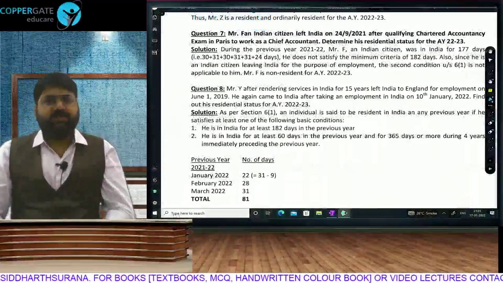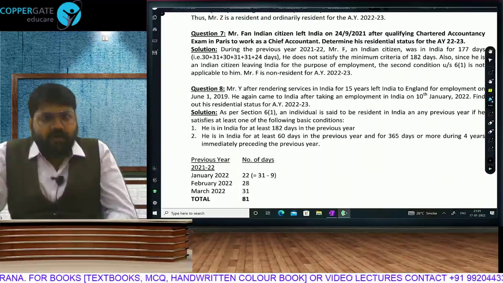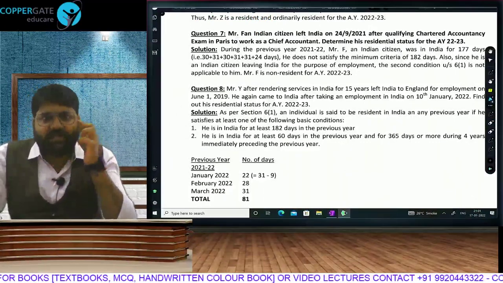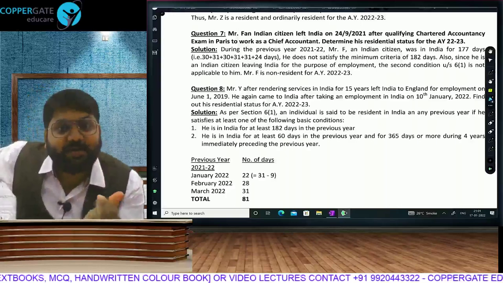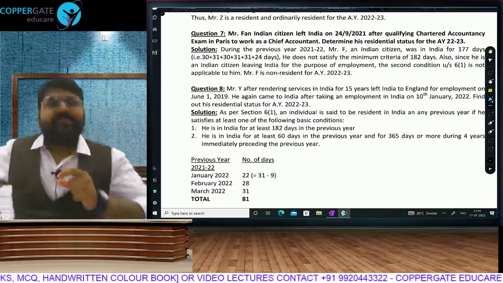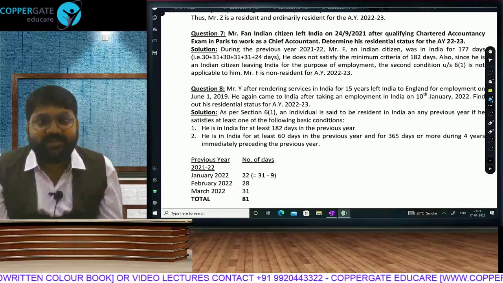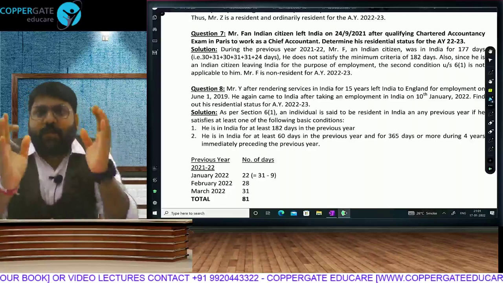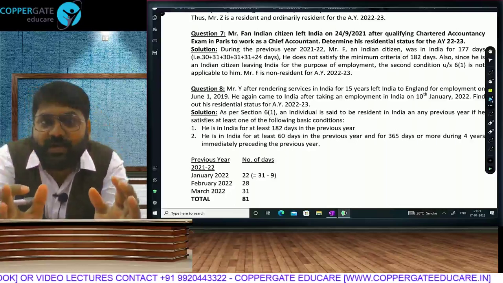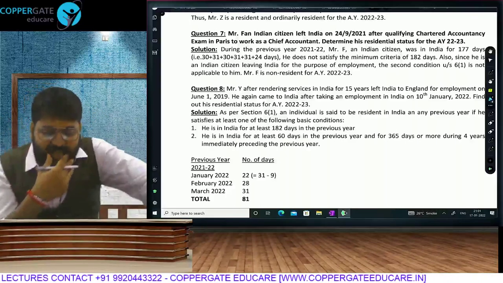What are the conditions you will check? Current year 182 days, or current year 60 days and last 4 years 365 days? Why will we not check that? That means 63-65 is not applicable. Not applicable. The only condition applicable is going to be 182, and you can check.